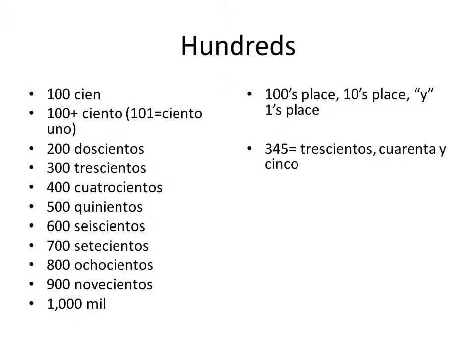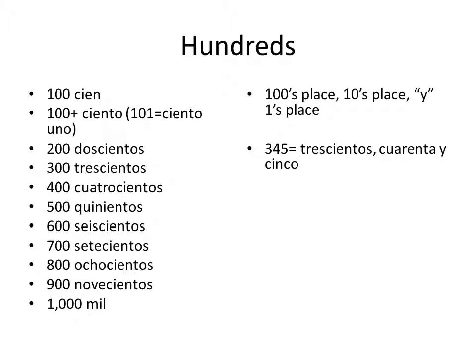In 200, we have 2 hundreds, doscientos. So 200 is doscientos, 300, trescientos, 400, cuatrocientos, 500, quinientos, 600, seiscientos, 700, setecientos, 800, ochocientos, 900, novecientos, and 1000 is mil.